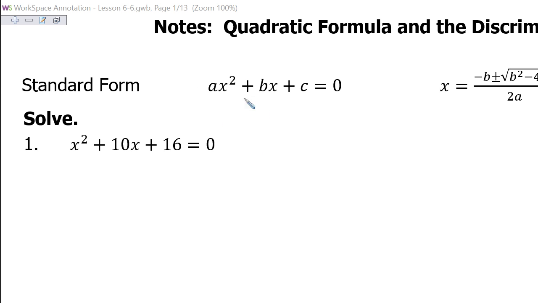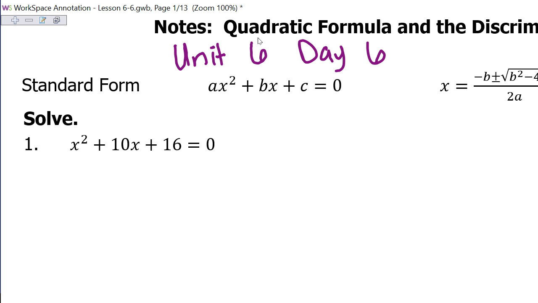Today. This is Unit 6, Day 6. Unit 6, Day 6. Solving quadratic equations using the quadratic formula. We did the quadratic formula back in Algebra 1. And here's the quadratic formula up here at the top. It's x equals negative b plus or minus the square root of b squared minus 4ac all over 2a.